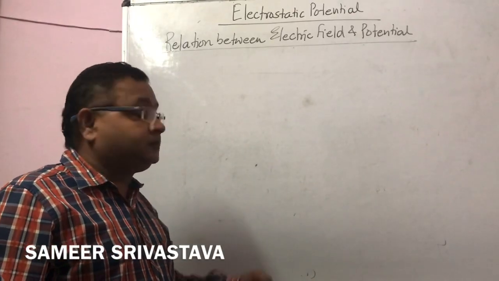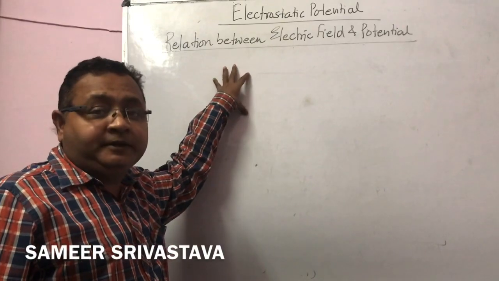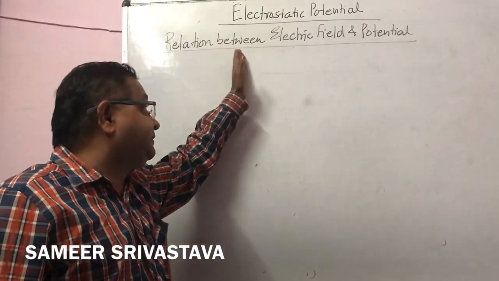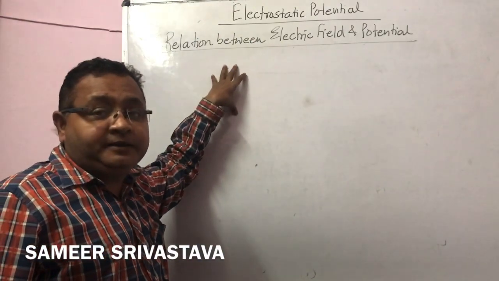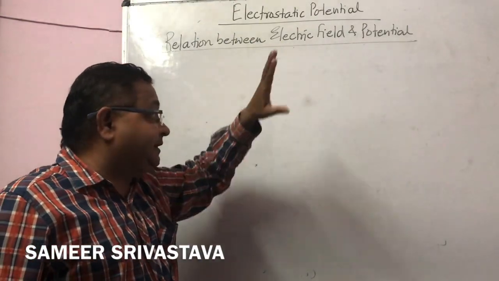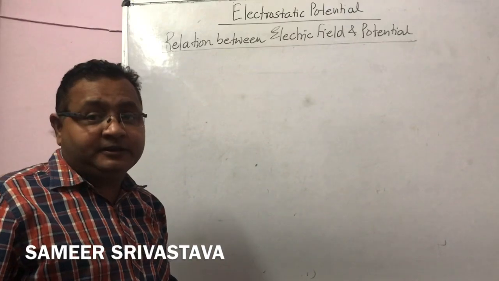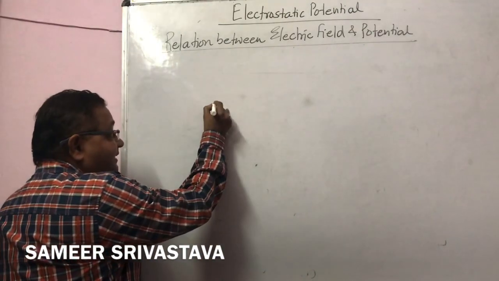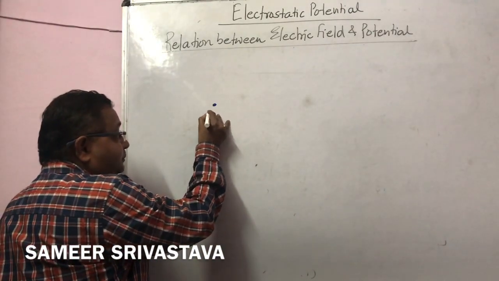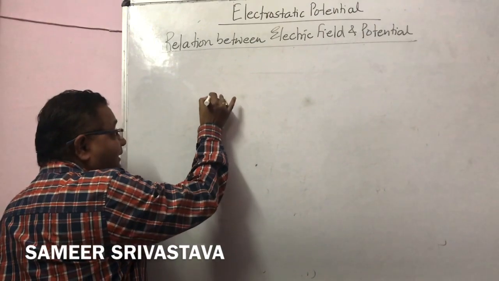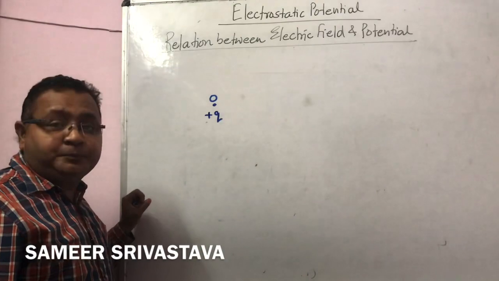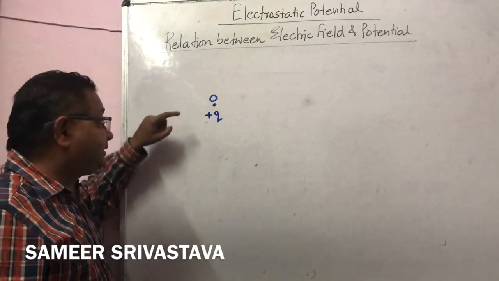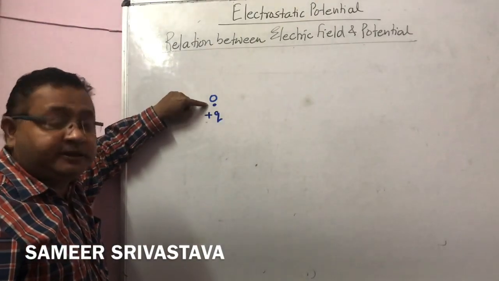Now I am going to explain a new topic, that is the relation between electric field and potential. A very important topic is the relation between electric field and potential. Now, if we consider a point charge plus Q at the point O, located at the origin.